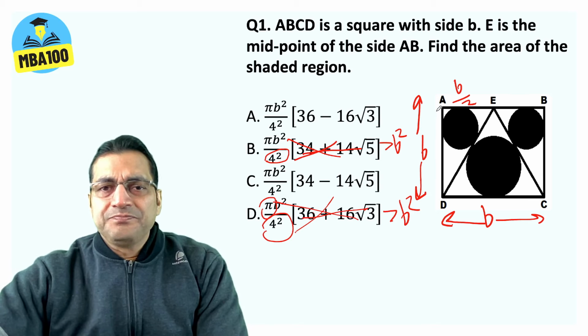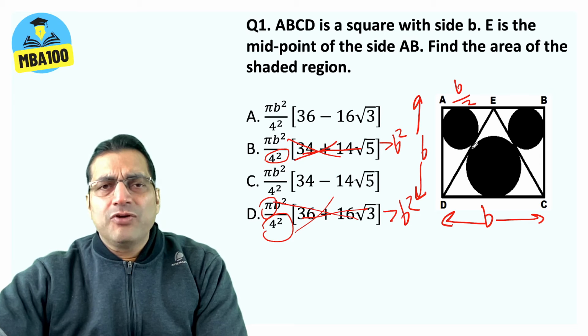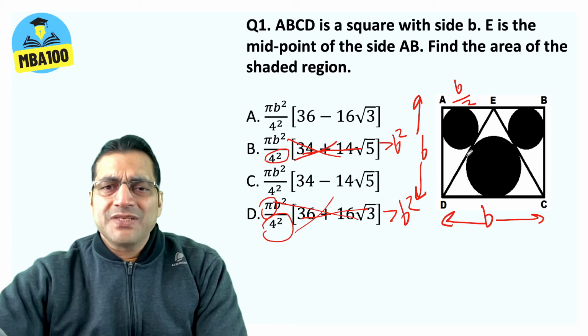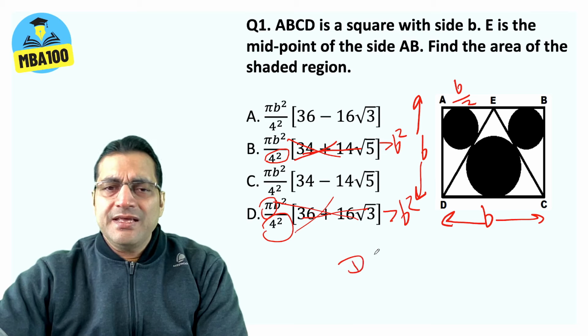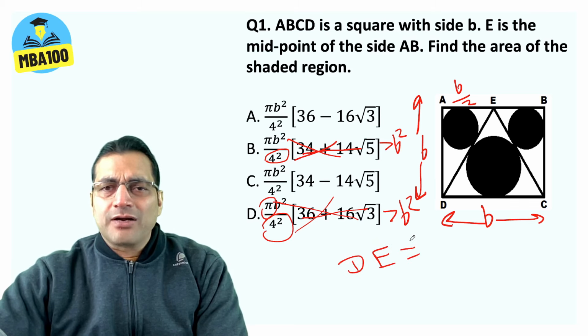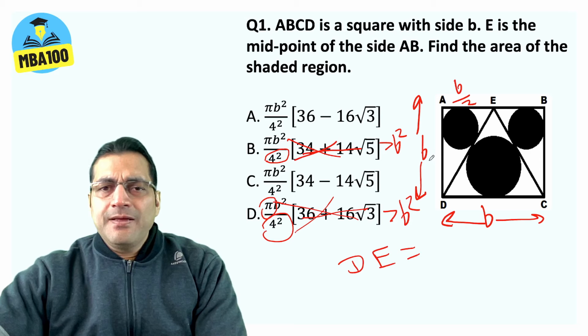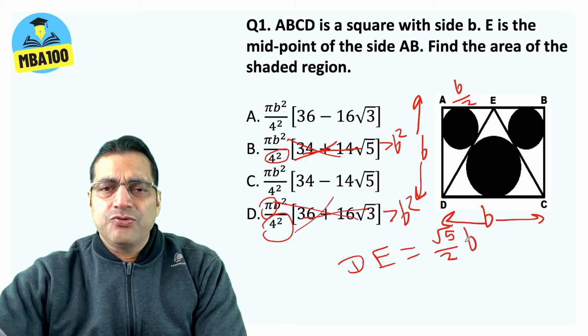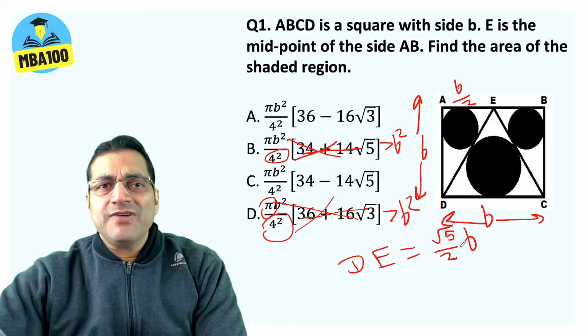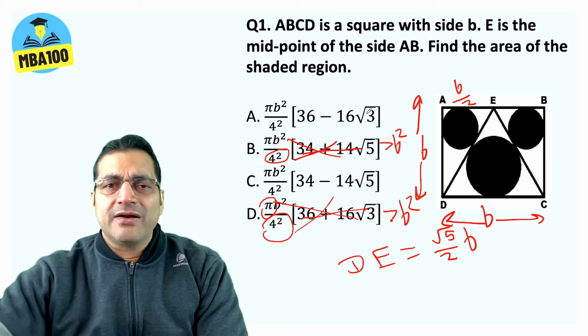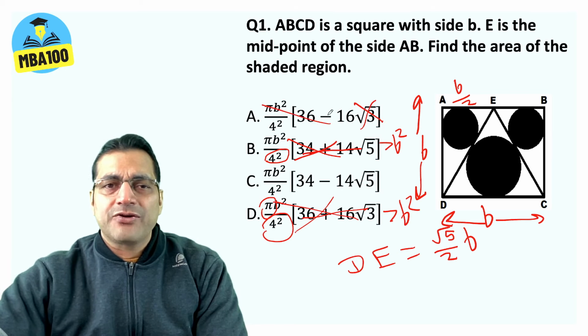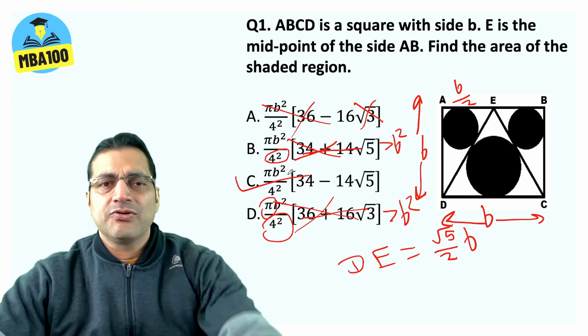Okay, look, this is B by 2. So this side DE would be root 5 B by 2. Isn't that? DE would be what? It would be the square root of B square plus B square by 4. So overall, it would be root 5 by 2 B. So root 5 has to be involved in the answer and not root 3. From where will you get root 3? Hence, C is your answer.